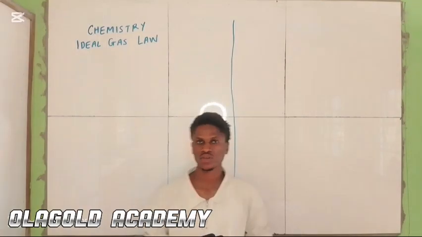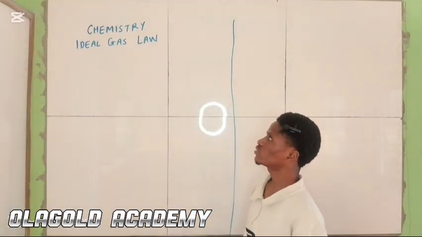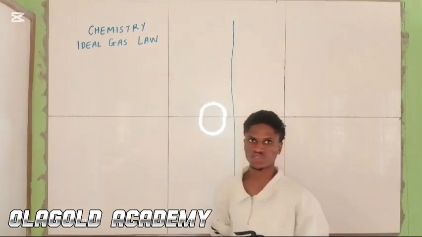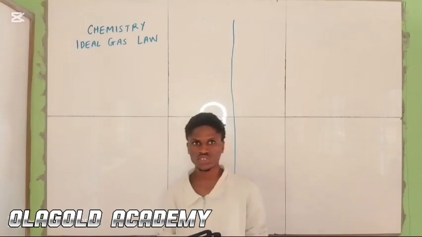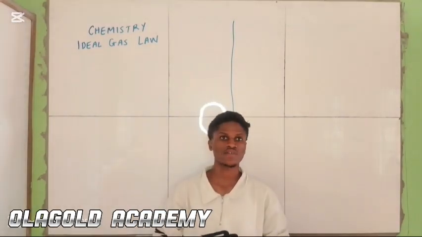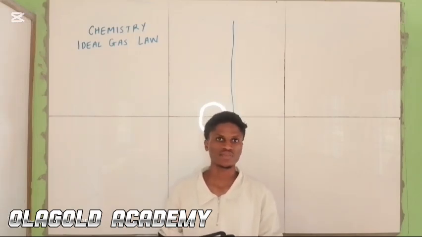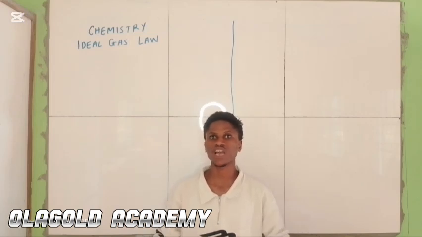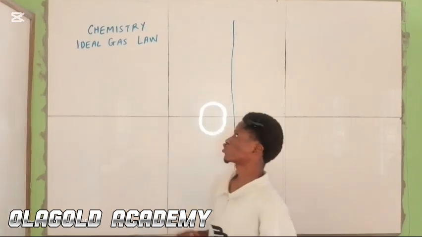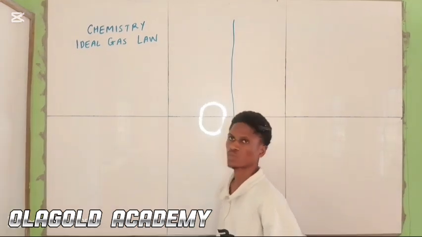Now, for today, we have a topic titled Ideal Gas Law in Chemistry. There are several gas laws in chemistry. We have Boyle's law, Charles' law, Avogadro's law, Dalton's law of partial pressure, and Graham's law of diffusion. For today, we are dealing with the ideal gas law.